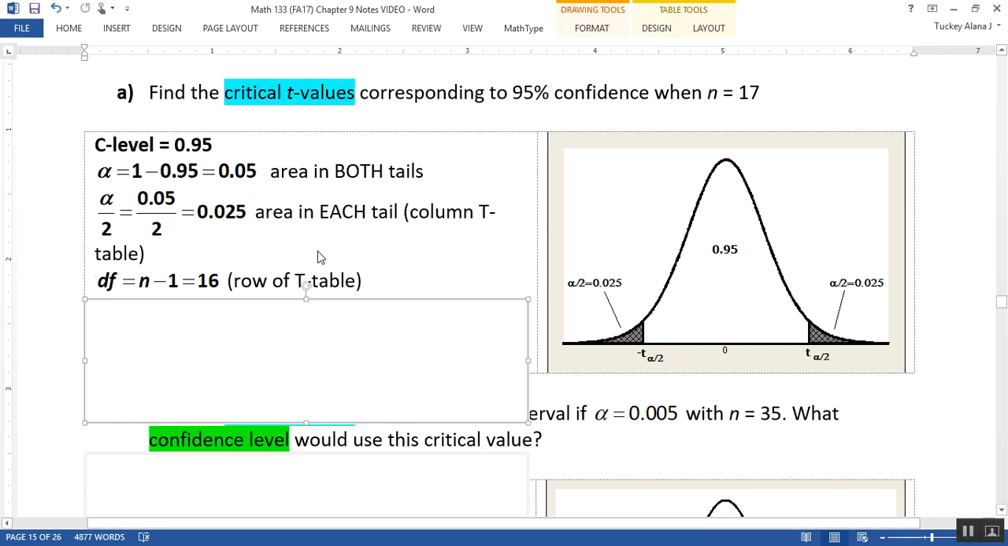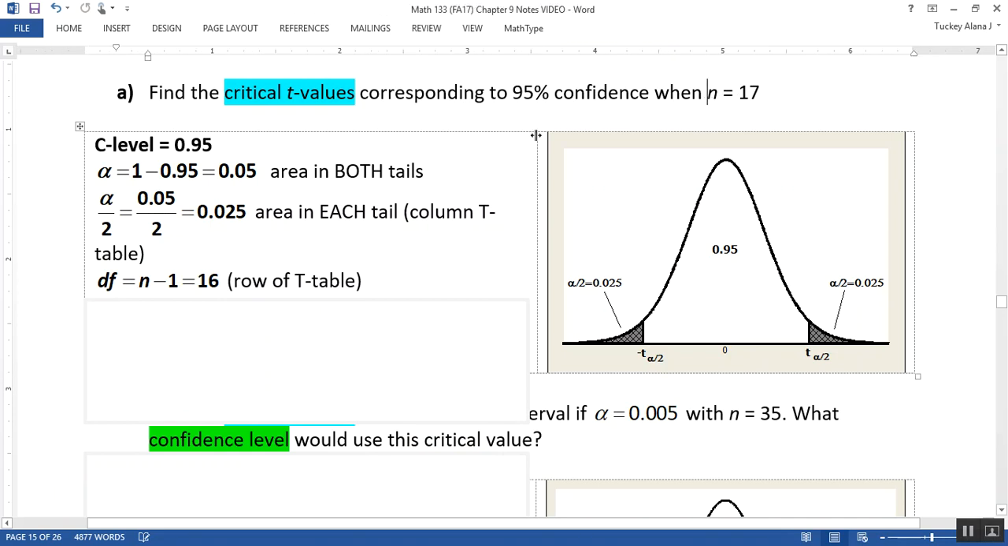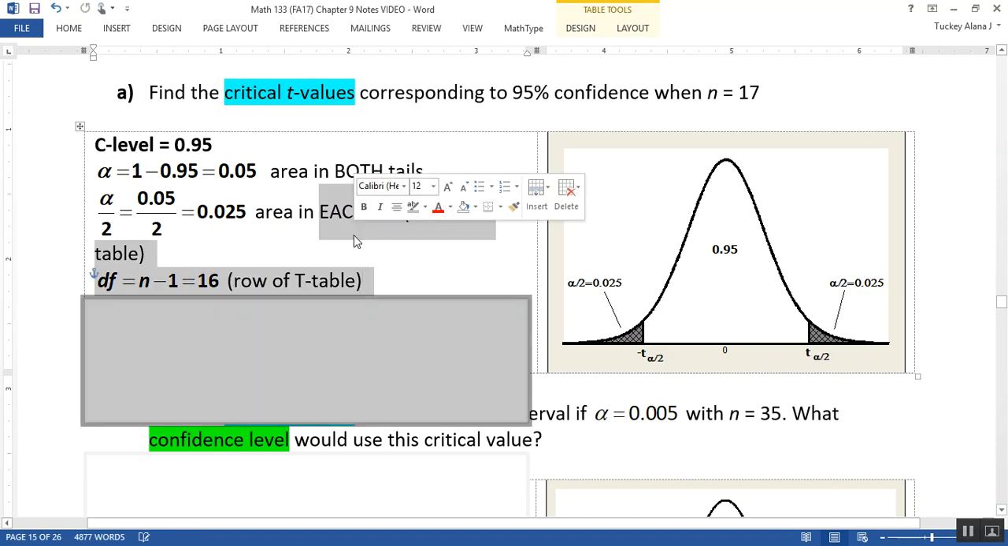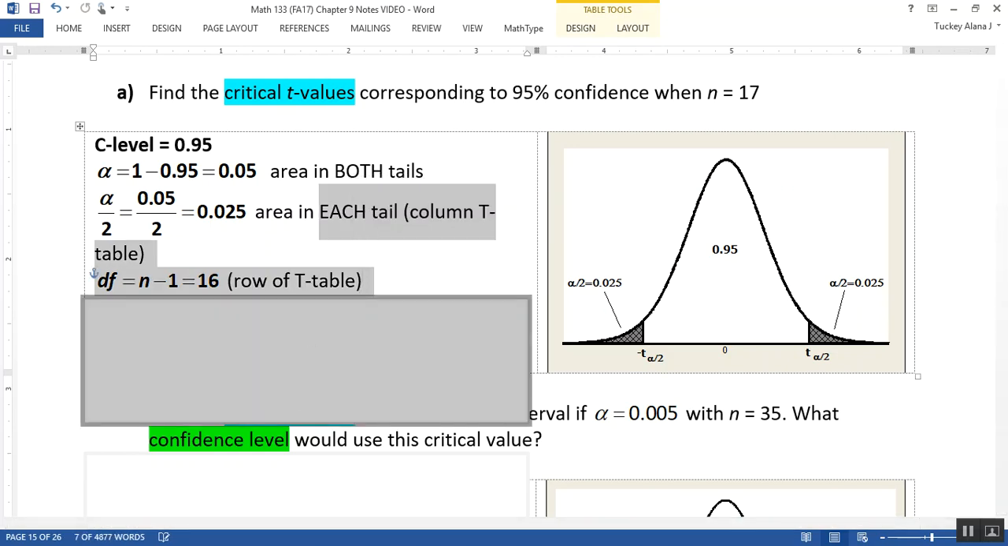We also know that our degrees of freedom is n minus 1, and we were given that n is 17. So we know it's 17 take away 1, which is 16. And that would be the row of our t-table. So now we know the row and we know the column. We could go to the t-table and find the value.